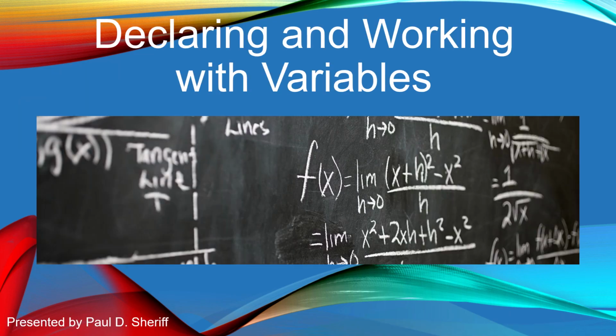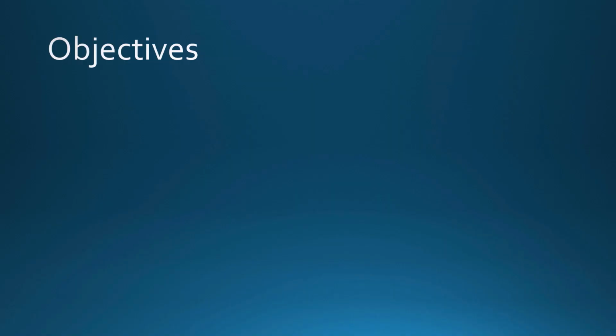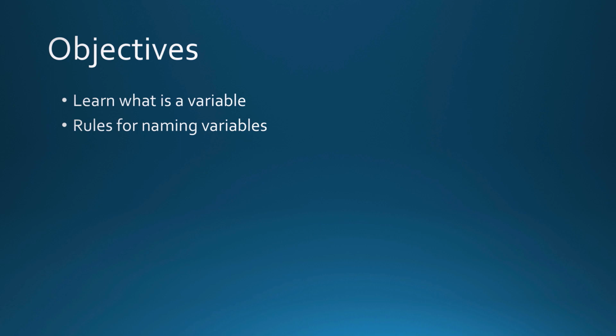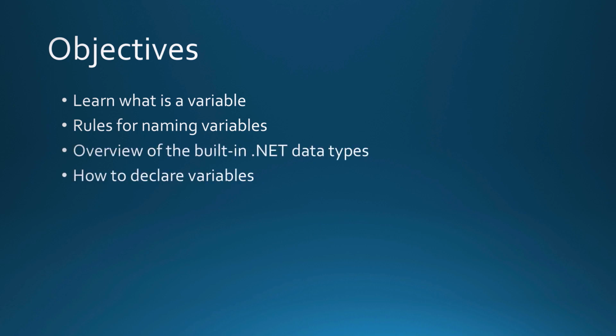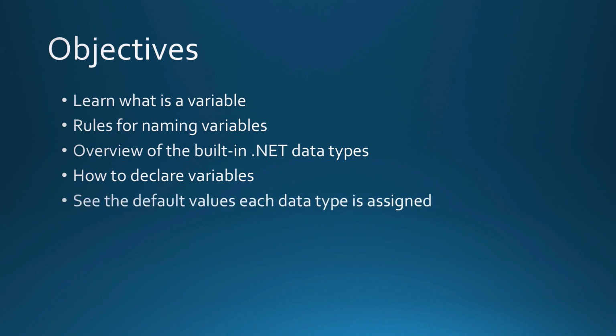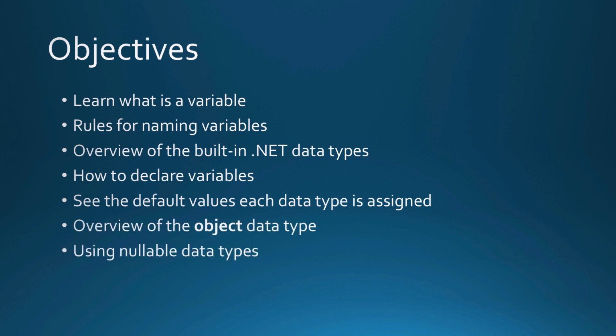This lesson is declaring and working with variables. The objectives for this lesson are to learn what is a variable, the rules for naming variables. We'll do an overview of the built-in .NET data types, talk about how to declare variables, see the default values of each data type that's assigned. We'll talk about an overview of the object data type and using nullable types.